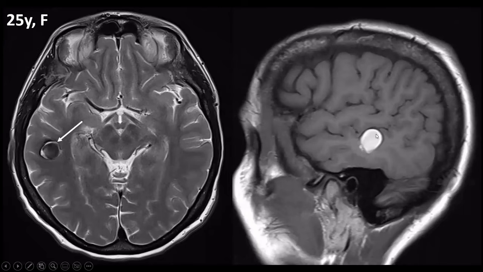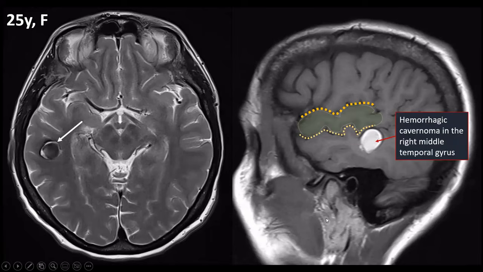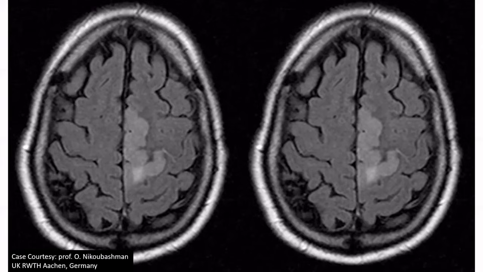Here we see the hemorrhagic cavernoma, which is nicely T1 hyperintense due to the presence of methemoglobin. This is the sylvian fissure. Then this has to be the superior temporal gyrus of the temporal lobe. This has to be the superior temporal sulcus. And in conclusion, the hemorrhagic cavernoma is located in the right middle temporal gyrus.